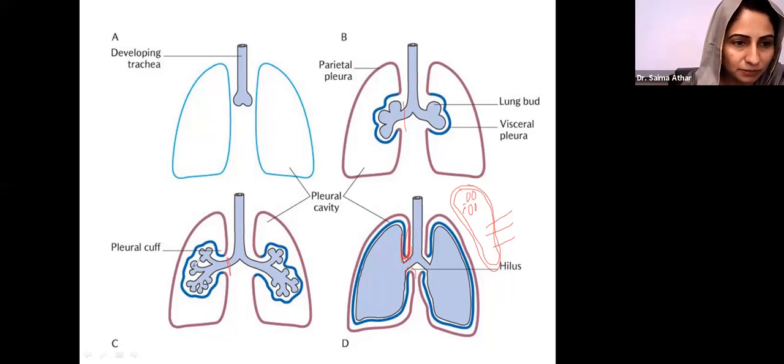Got my point, Ariba and Jatin? I hope it's very clear. Pleural cuff and pleural ligament, right? Okay.